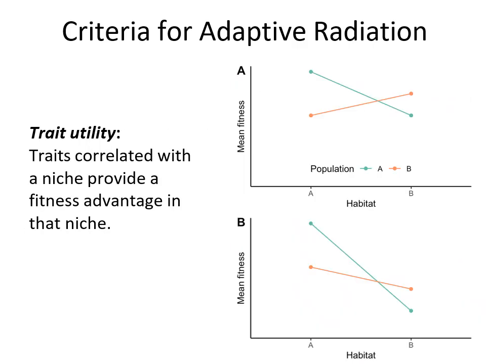Then we have to think about the traits themselves. The traits themselves actually have to give you some sort of a fitness advantage. We've already talked about this when we talked about changing adaptations and being able to recognize adaptations. Population A and population B have different morphs, and A is always going to outcompete B as long as it's in the A environment. B will always outcompete A when it's in B's home environment.